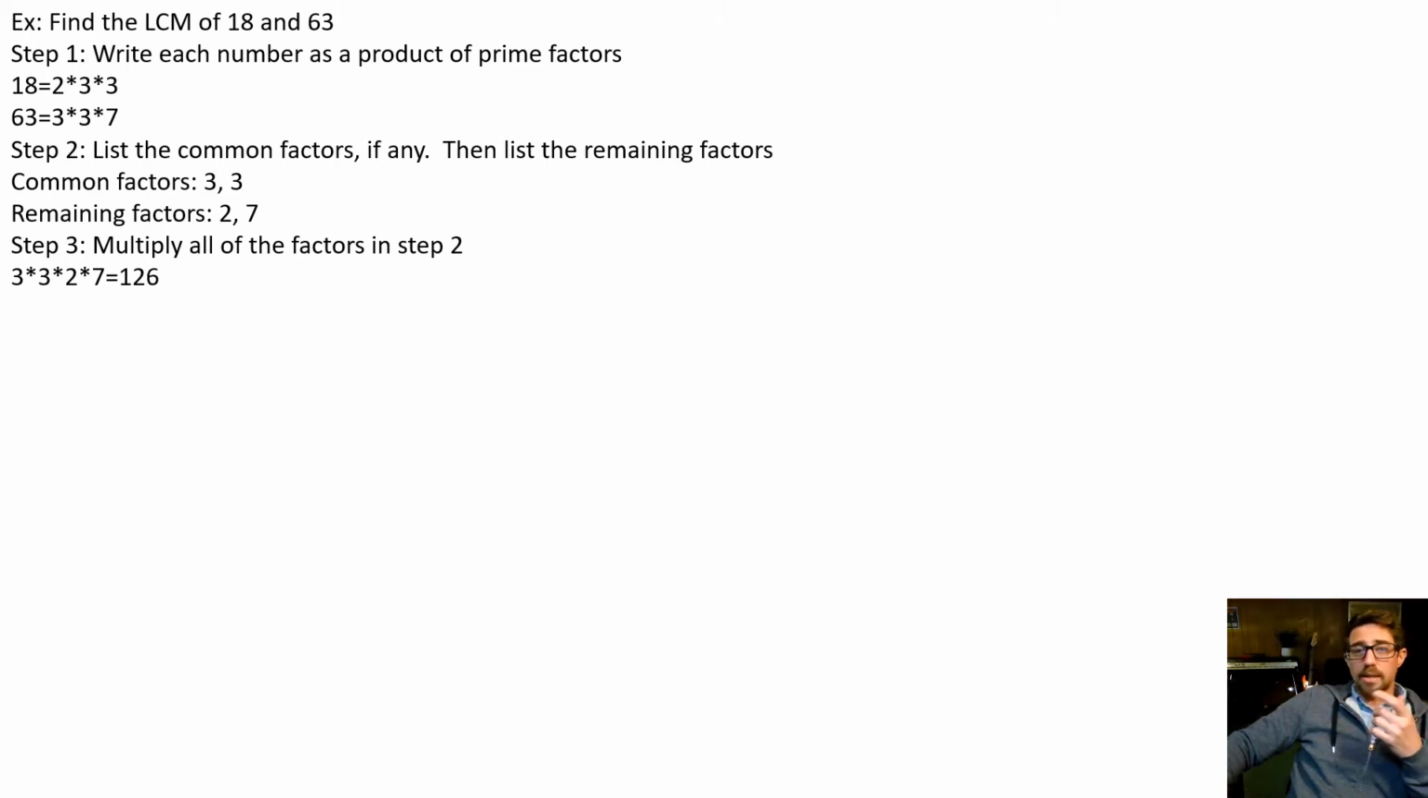It's easy to check that that's a multiple of 18 and a multiple of 63. Just divide it by both numbers and make sure it comes out to be a natural number. As far as checking that it's the least common multiple, well, you just have to be good at this. So, right, that's what the process is for.